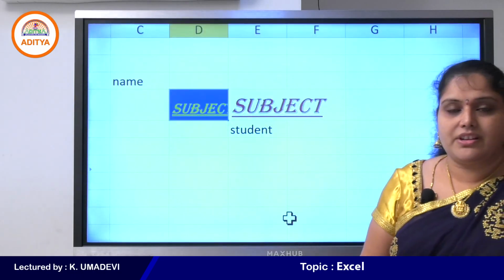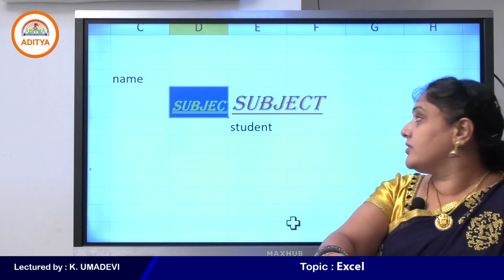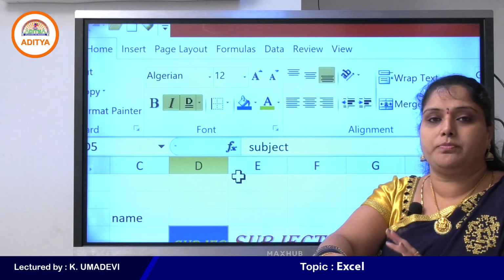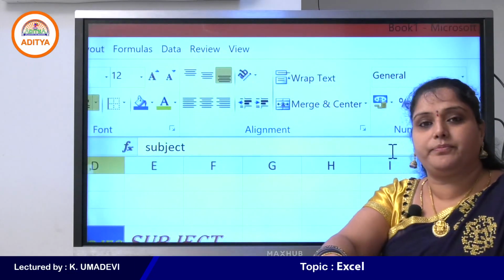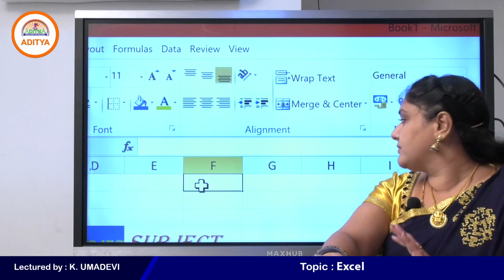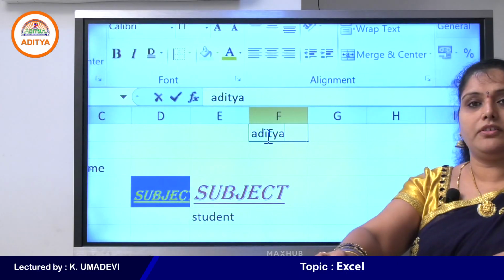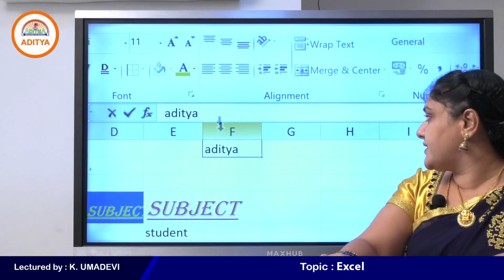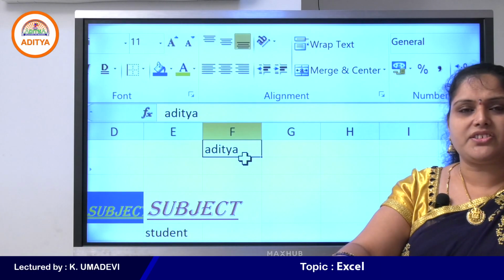Okay, students. So like this you can work with any formatting tools provided under the font group. Clear? So now coming to the alignment, you can enter data in a cell. If you want to align this text, simply select, just click on that cell.